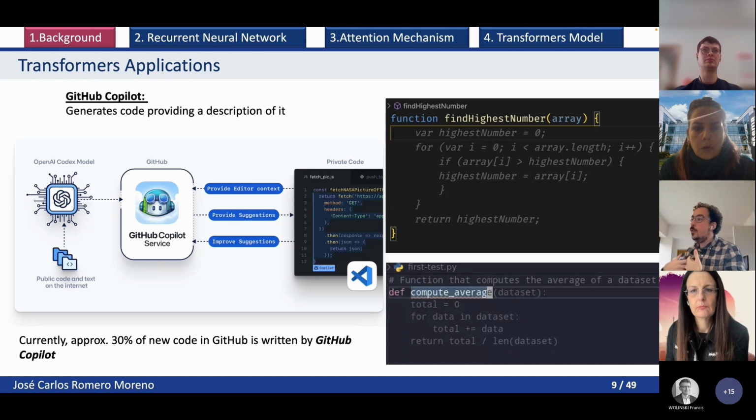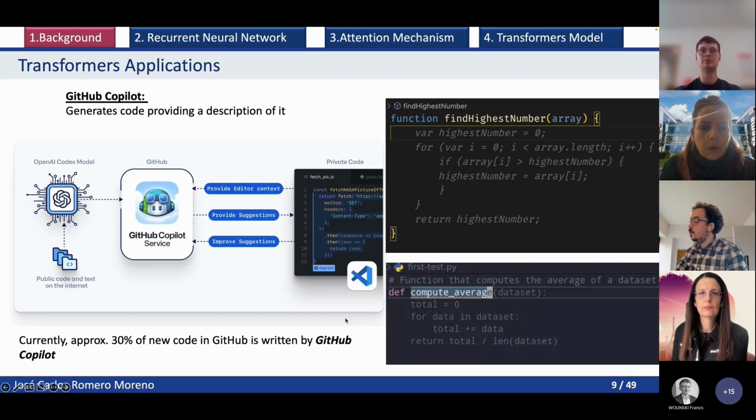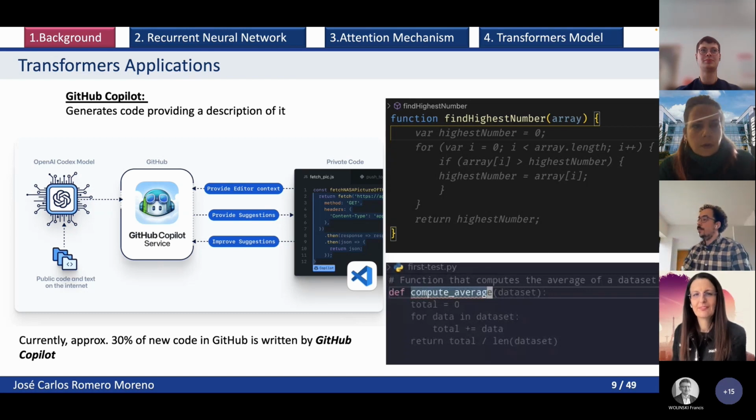And it has been such a huge success that currently more than 30% of the new code uploaded to GitHub is written by GitHub Copilot. So a lot of programmers and engineers are using it daily. Okay, and I personally have used it, and it's amazing. You write anything, and it gives you really accurate code.